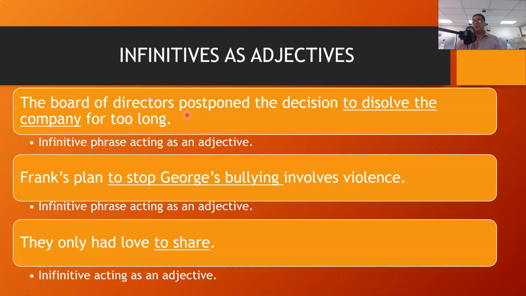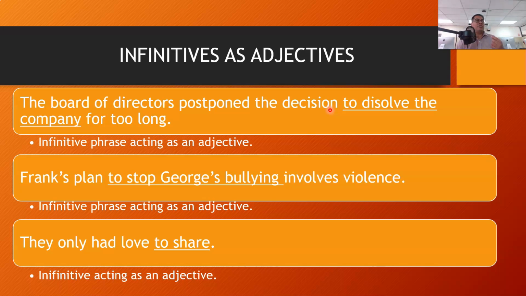The board of directors postponed the decision to dissolve the company for too long. So, the board of directors postponed the decision. I have this noun acting as a direct object, of course. I'm not saying that the infinitive is a direct object, okay? I'm saying that this noun is the direct object. So, the decision. Now, I ask you, which decision did the board of directors postpone? The decision to dissolve the company. That decision, the decision to dissolve the company, was the one that they postponed.